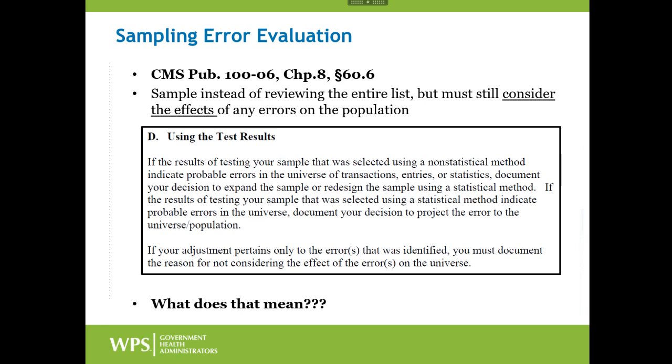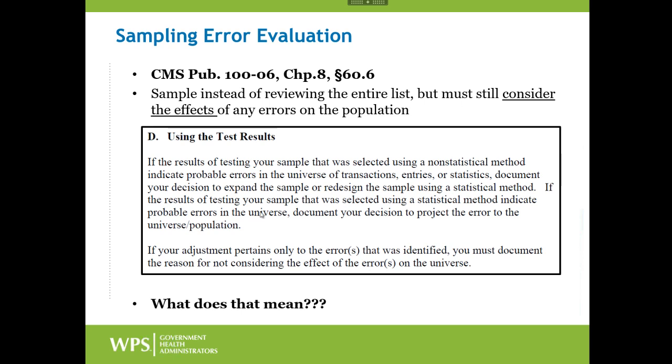Now, if the adjustment that the auditor is making is only for the errors they have actually identified out of that sample they tested, then they must document the reason for not considering the effect of the errors on the universe. In other words, okay, you did a sample, and there was a 10% error rate found in that sample. Why do you not think there would be a 10% error rate in the entire population? Why is an adjustment not being made to that extent? So that's the thing, and this documentation, if that happens, would have to show that there was no or little risk of errors being in the entire population.